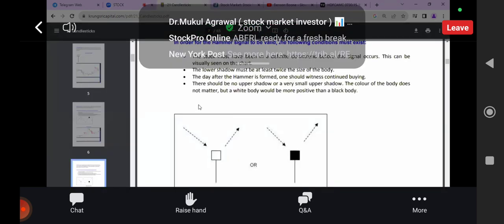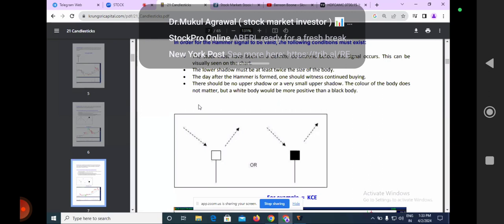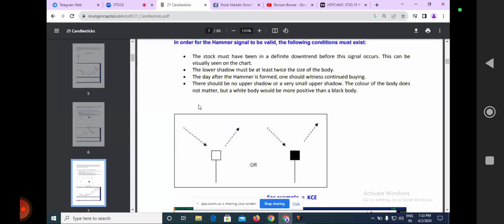Now let me go through this session here, as I told you about the basic difference between hammer and doji. Don't worry, my dear friends. In the last 10 to 15 minutes of this session, I have seen a few of our friends ask a question on how to identify oversold and overbought levels. Don't worry, I will show you how to identify this.